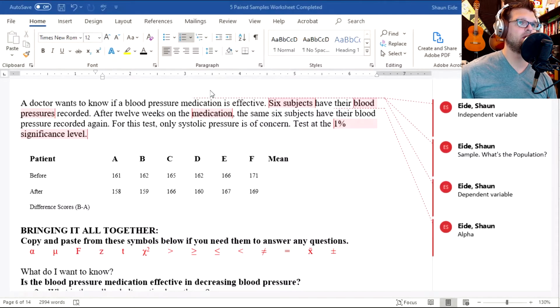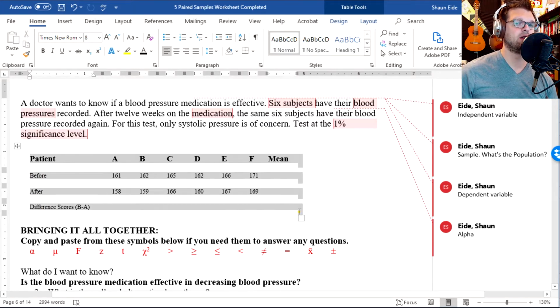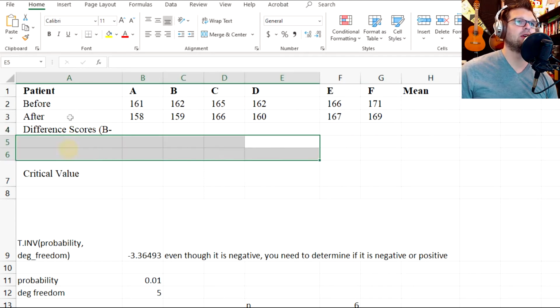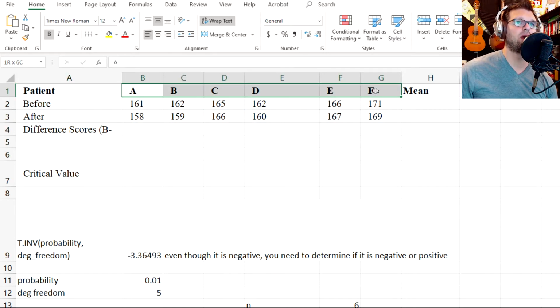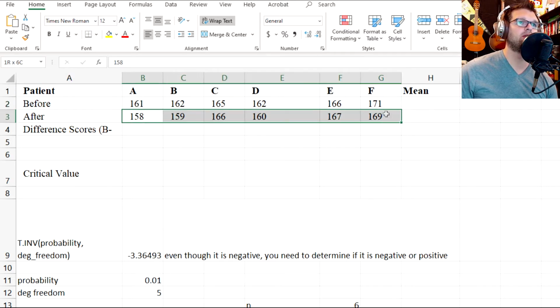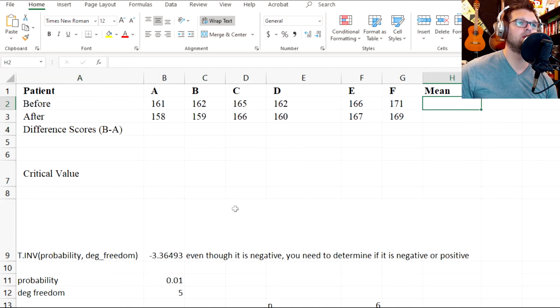Okay, now that we've determined what type of test we're doing, let's go ahead and do some of the calculations. So we are dealing with the before and after scores, and what we're going to do is just copy these, Control C, and bring them right into Excel. I've got my fun little sheet right here, and I'm just going to paste them in here. And so I've got patients A, B, C, D, E, F, so all 6 patients. We have their before and we have their after scores. And then right here, in just a minute, we're going to calculate their difference scores and their means, and so forth.